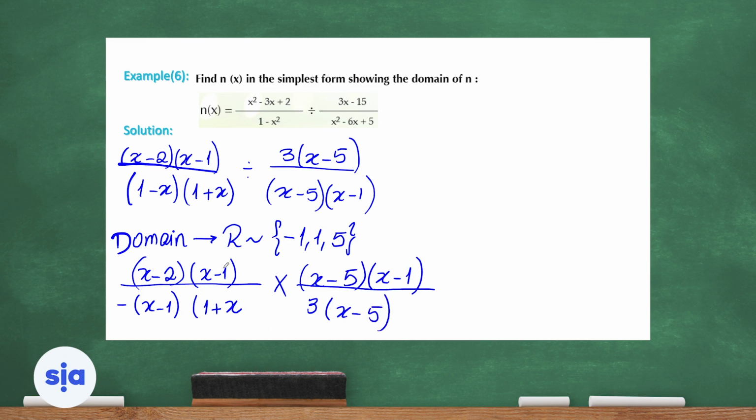So here, you can cross out the x minus 1 with the x minus 1, the x minus 5 with the x minus 5. And what will be left for you is that in the numerator, it's x minus 2 times x minus 1. And here's the negative sign. And then down we have 3 times 1 plus x. This is my final answer. This is the expression or the function in the simplest form, and the domain is written.